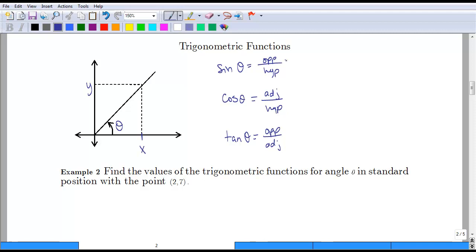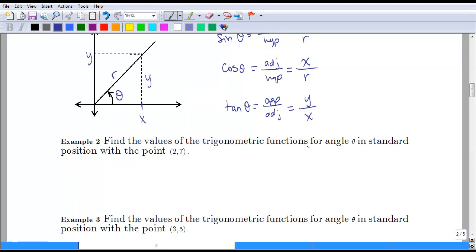So in this case, our opposite side, if we label it this way, is going to be y over hypotenuse, which we are going to call r, or the radius. For cosine, this is going to be the adjacent side, which is the x value, and the hypotenuse again is r. And finally, the tangent is opposite over adjacent, so y over x. And so these are the trig functions with regards to x, y coordinates.